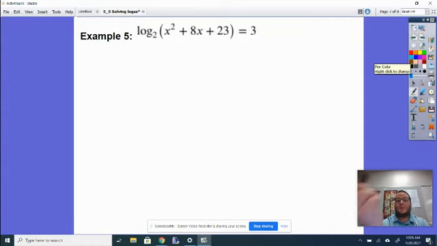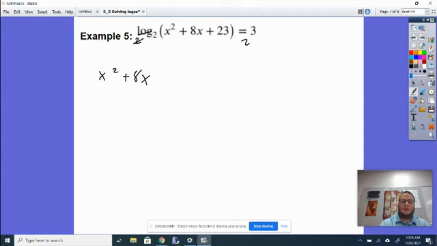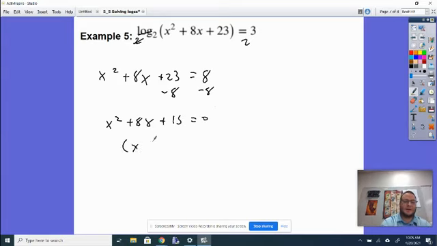Okay. Same idea here. To exponentiate. Now, I did start with logs, so that tells me I do want to check later for extraneous. 8x plus 23 equals 2 cubed, which is 8, minus 8, minus 8, x squared plus 8x plus 15 equals 0. Factoring that out, I'm going to get x plus 3, x plus 5.